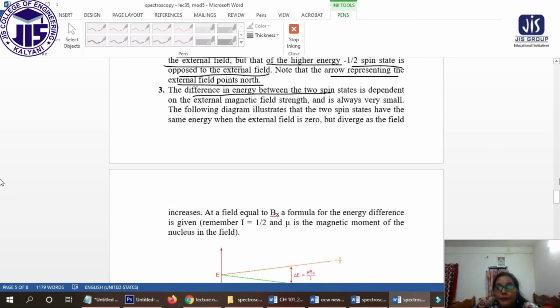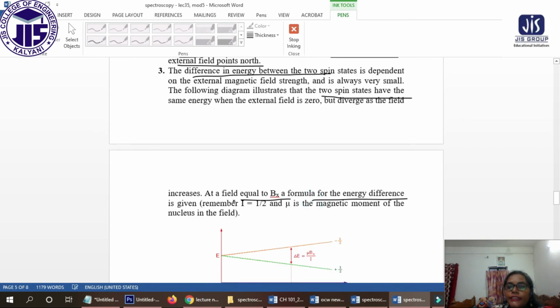The following diagram illustrates that the two spin states have the same energy when the external field is 0 but diverge as the field increases. At the field equal to Bx, a formula for the energy difference is given. You should remember that I equals half and mu is the magnetic moment of the nucleus in the field.